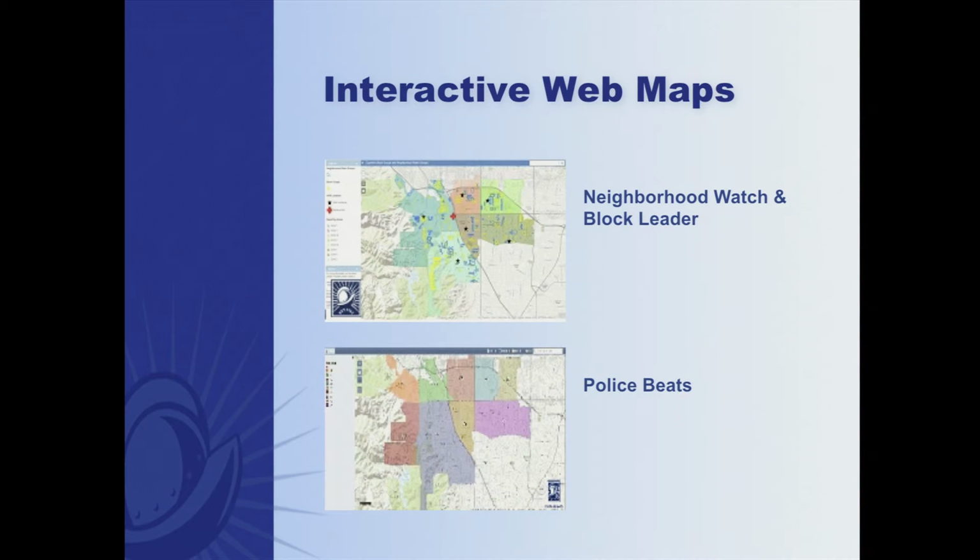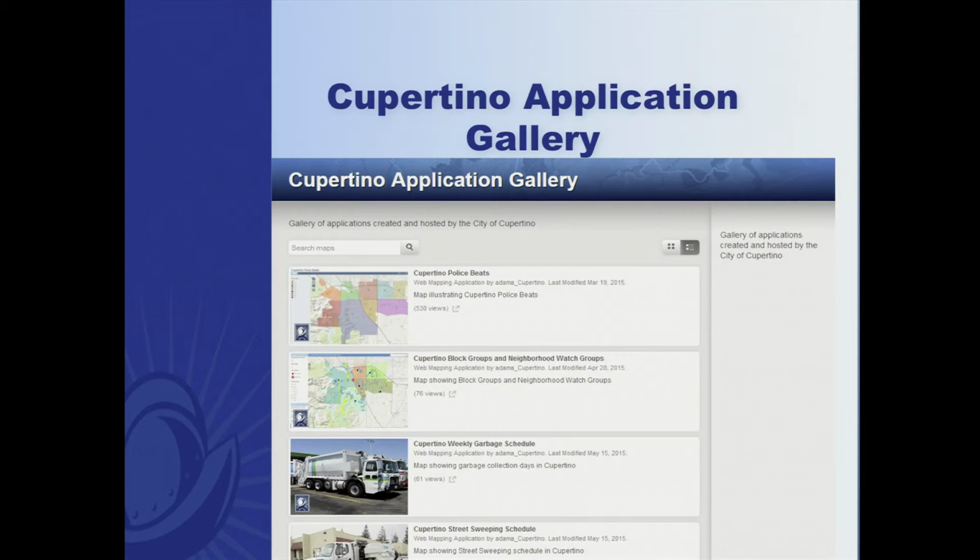Cool. So we also have the same example for our police beats, which are also our boundaries for the Nextdoor neighborhoods. And I also had to throw in a slide of where you can actually access all of our interactive maps. We have numerous interactive maps for the city on our GIS page on the city's website. So please, I encourage you to go there and take a look at all the other applications we have.